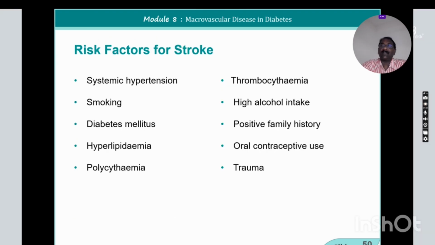So, what are the risk factors for strokes? The same risk factors as for coronary artery disease and peripheral vascular diseases: hypertension, smoking, diabetes, lipids, polycythemia, thrombocythemia, high alcohol intake, positive family history, oral contraceptive use in females, and trauma. So these are some risk factors for strokes.